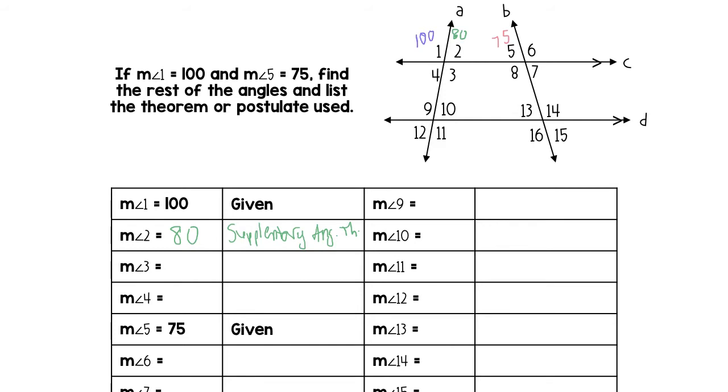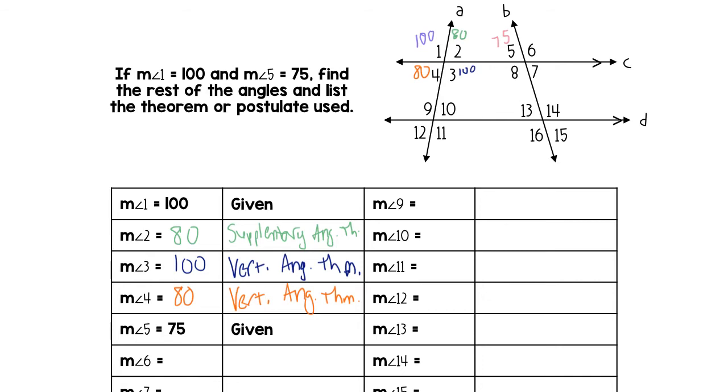The measure of angle 3 is 100 degrees because angle 1 and angle 3 are vertical angles. So we'll use the vertical angle theorem to prove that. Angle 4 is 80 degrees. Also, because we know that angle 2 is 80 degrees, angle 4 is a vertical angle to that. So we use the vertical angle theorem to prove that.